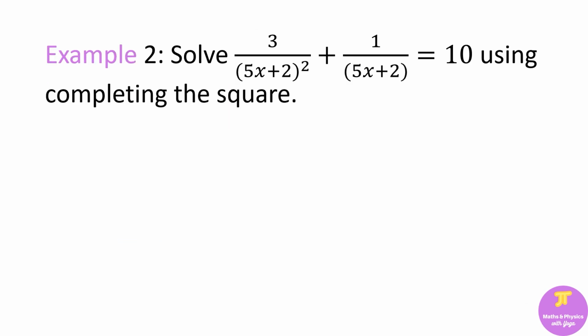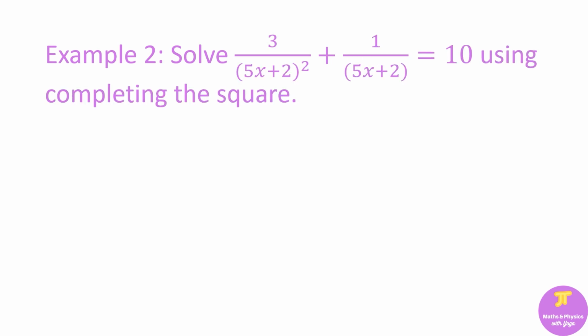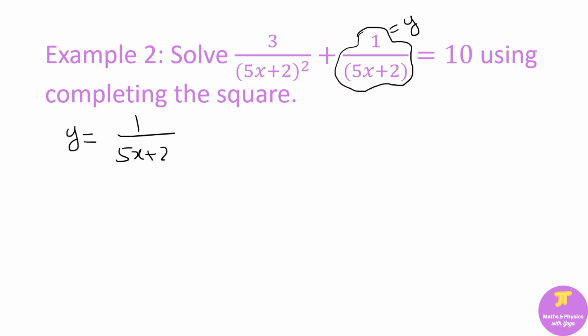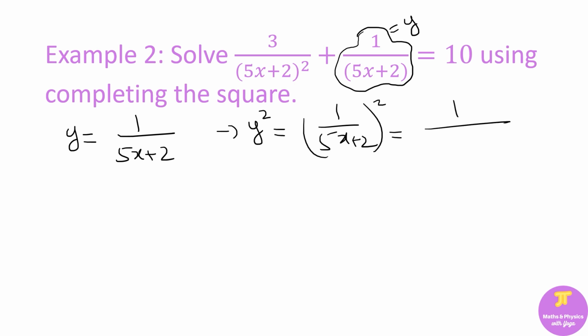Okay, let's look at another question. Solve this function using completing the square. Again, if you look at this function, it looks like quite a complicated function. In order to solve this, we can substitute this one equal to y. So if you say y equals 1/(5x+2), then y squared becomes 1/(5x+2) whole thing squared, which is nothing but 1/(5x+2) squared.